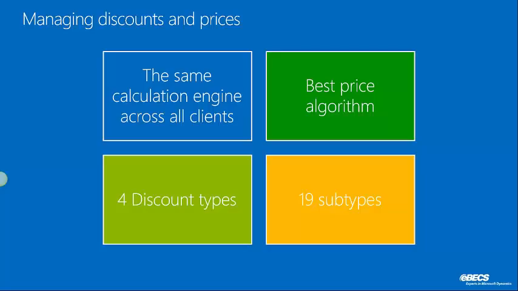The same calculation engine is used across all AX clients to manage the discount and price of a product. And the algorithm is always going to be a best price algorithm. There are 4 discount types, and I'll talk about those types in the next slide. And then there are 19 subtypes.